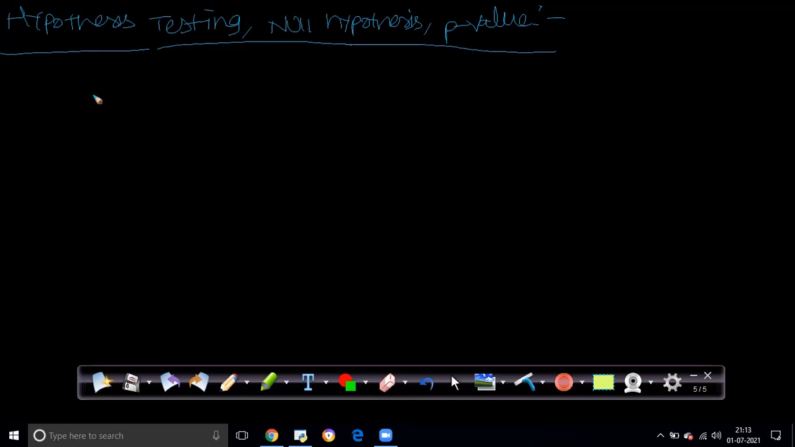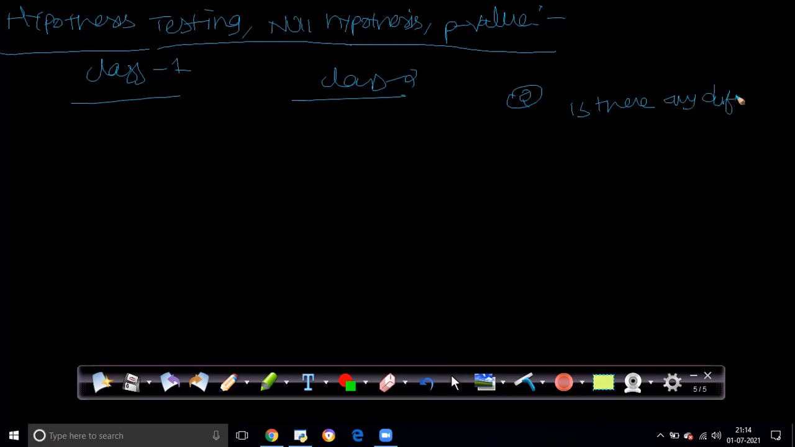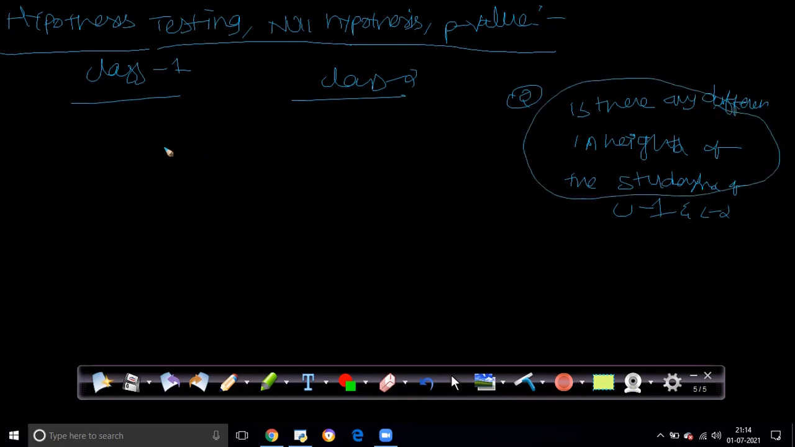So let's say I have two classes, class 1 and class 2. The objective of this hypothesis testing is to find out if there is any difference in the heights of the students of class 1 and class 2. This is the task which you are going to perform by using hypothesis testing.